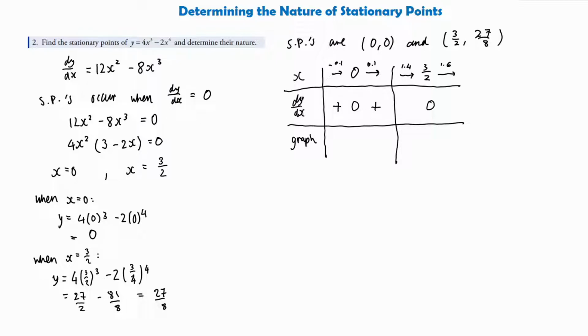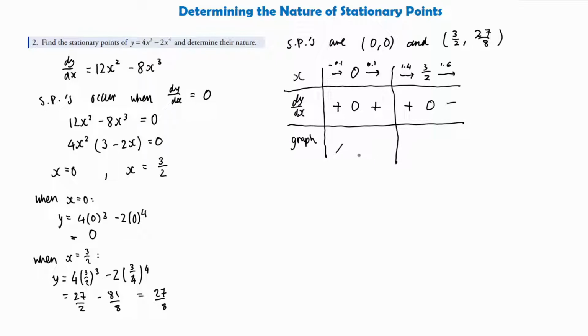Now, we write this dy by dx here, so we know that when we substitute it in, we're substituting it into our derivative formula, which is this one here. And when we do the same over here, substitute in 1.4, we should get a positive value. And when we substitute in 1.6, we will get a negative value. So now let's sketch what the graph is going to look like.